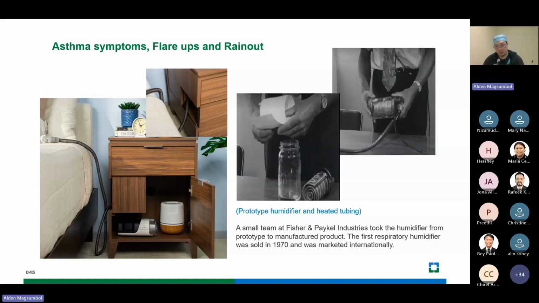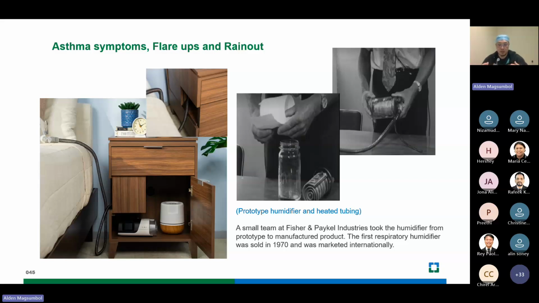Another issue is rainout. Rainout occurs when the temperature in the room is set at a cooler temperature and the humidifier is turned up high. If your patient experiences rainout, just turn the humidifier down a bit and that may help too. Also, if you have a hose cover, the tubing cover, that may help with the rainout.